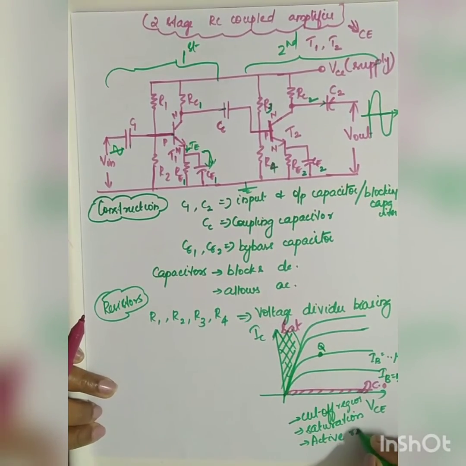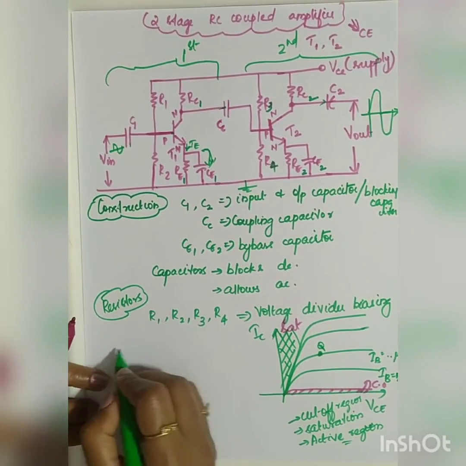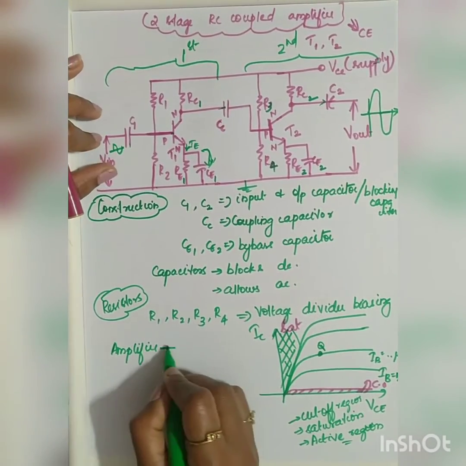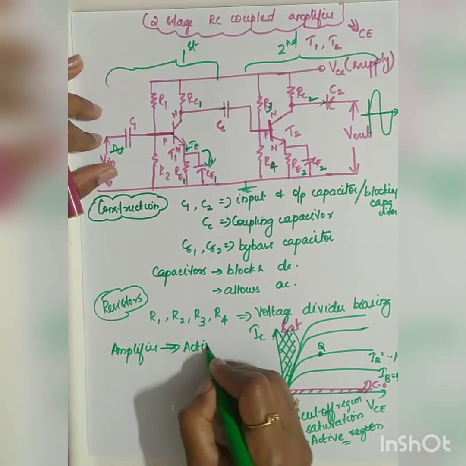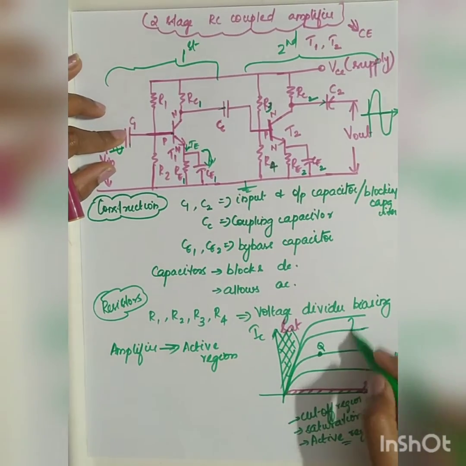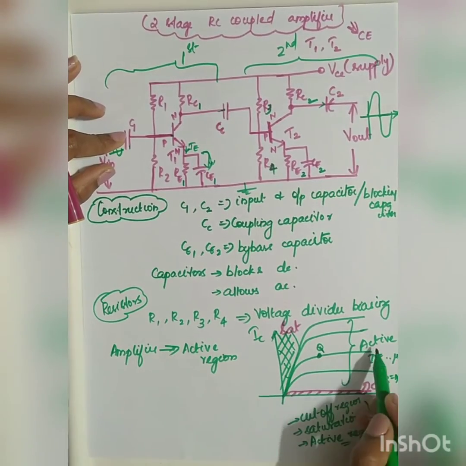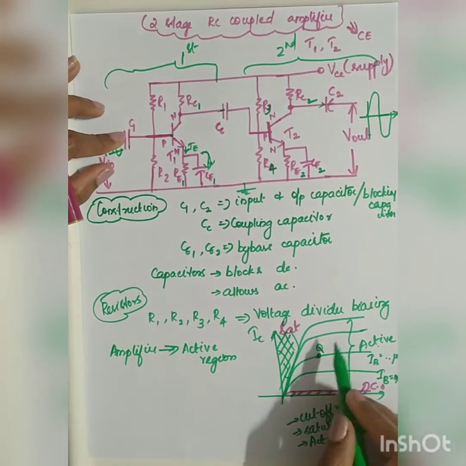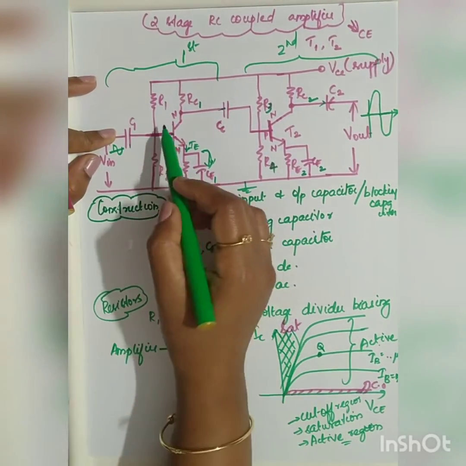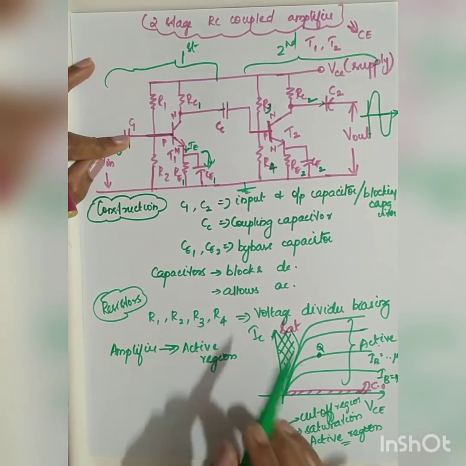If a transistor has to operate as an amplifier, what is the main characteristic it has? The transistor has to operate always in the active region, right? So your operating point should be fixed there. This region is called the active region. Your operating point should be constant in your active region, it should not shift. So the best biasing method is voltage divider biasing, so that it keeps your VB constant.